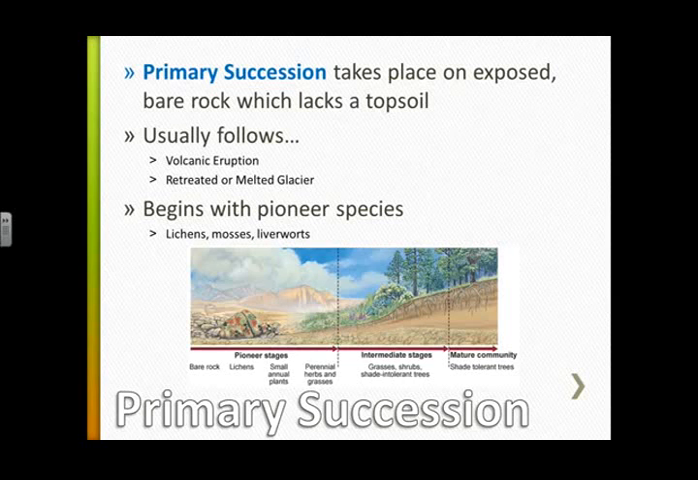It's going to begin with a pioneer species like lichens, mosses, and liverworts. You'll then start to get small kind of herbs and grasses. After that, shrubs will start to grow in those grasses, and then eventually you'll get trees.